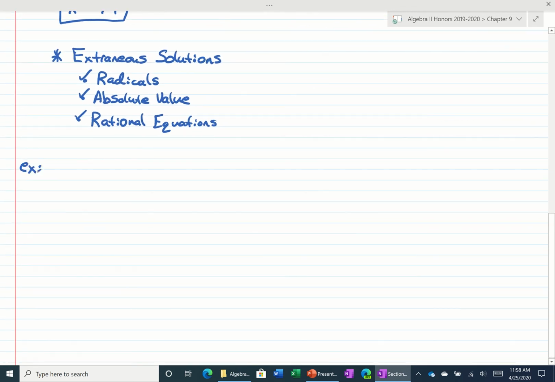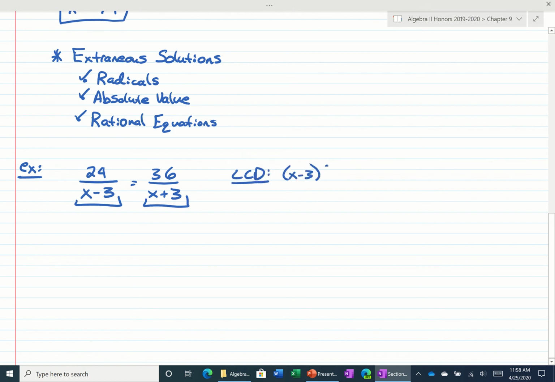Alright, so now let's do some more advanced ones. Second example looks like this: 24 over x minus 3 is equal to 36 over x plus 3. Now, in previous sections, we talked about how to get a least common denominator. We would need a factor of x minus 3, and we would need a factor of x plus 3. And this is actually already set up.